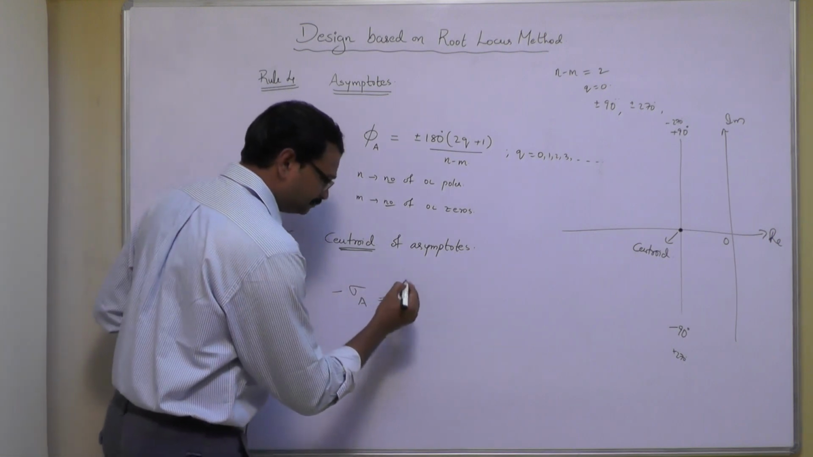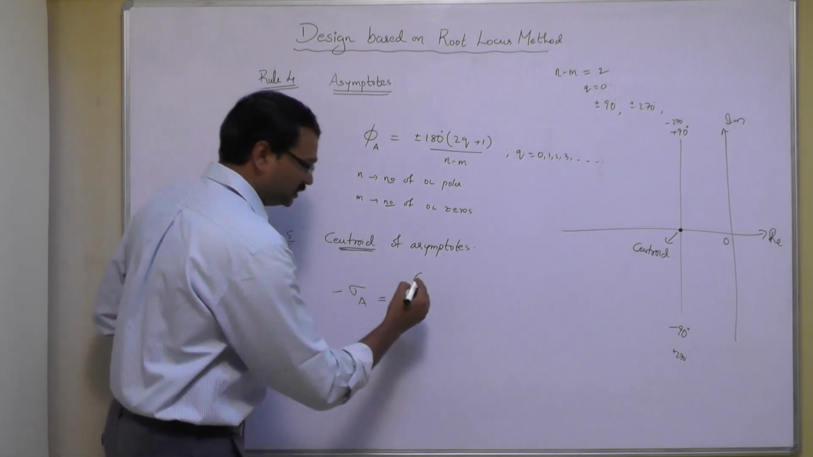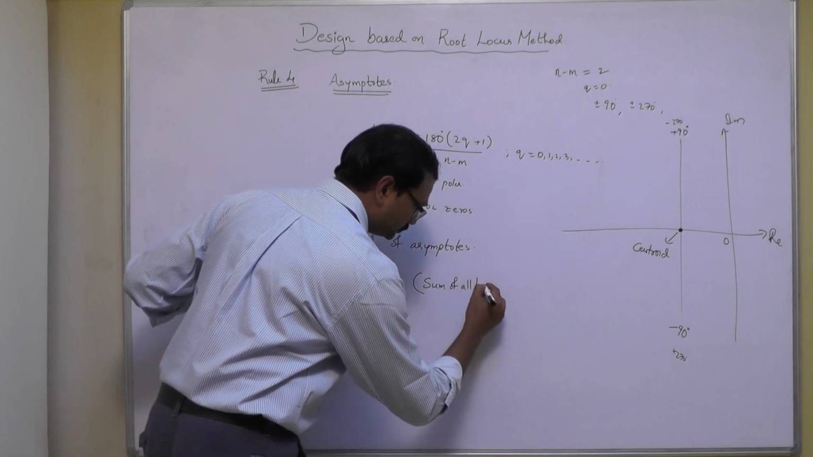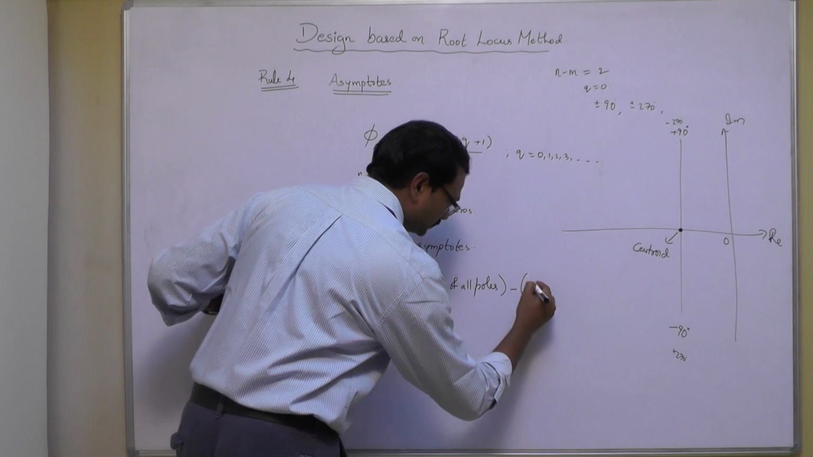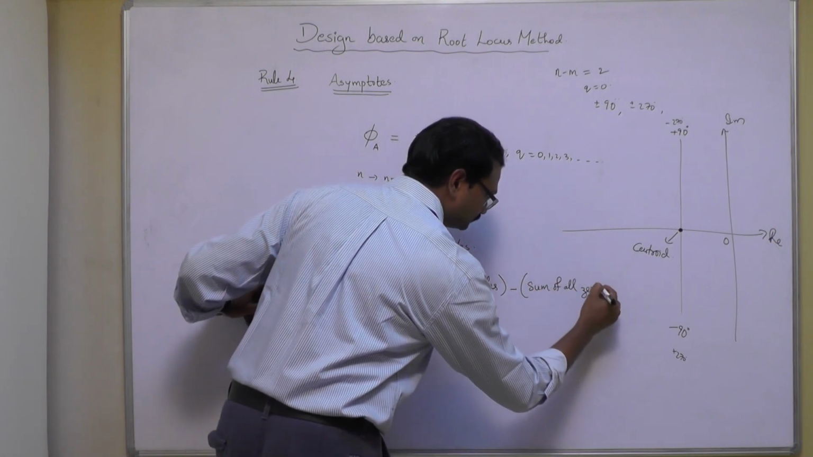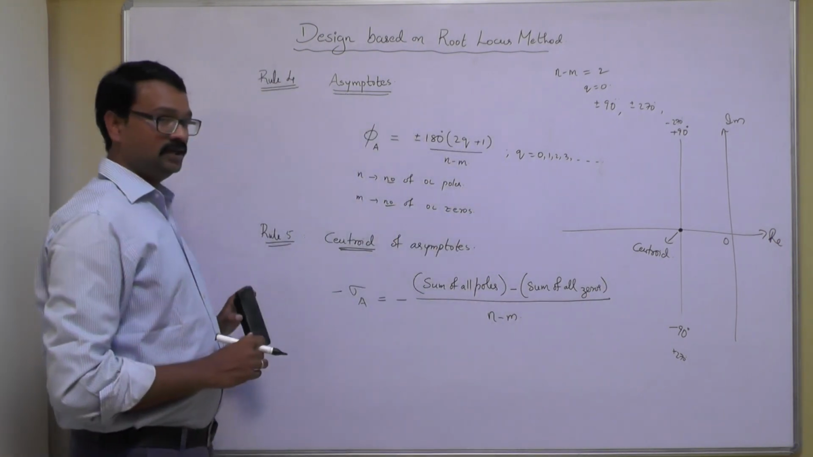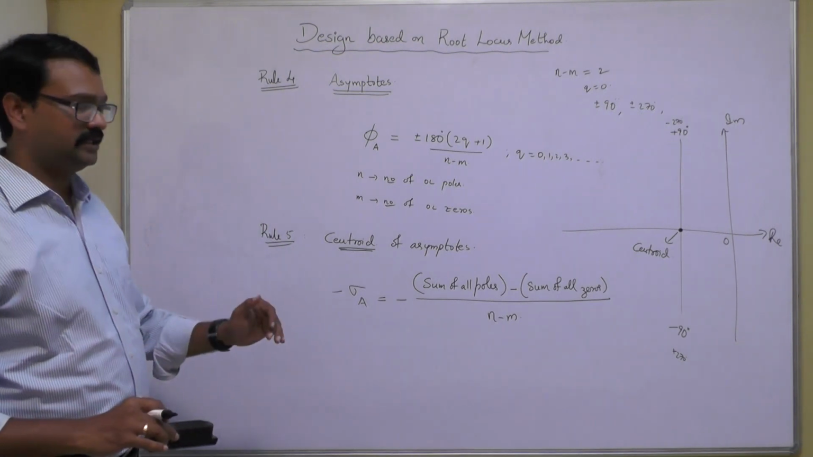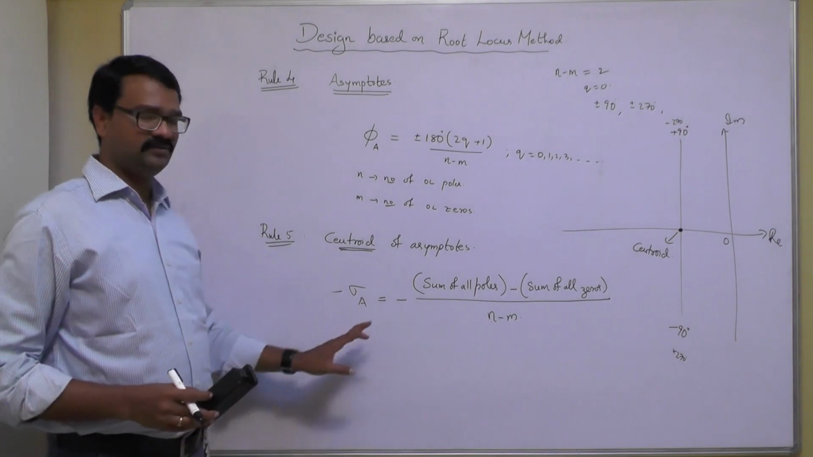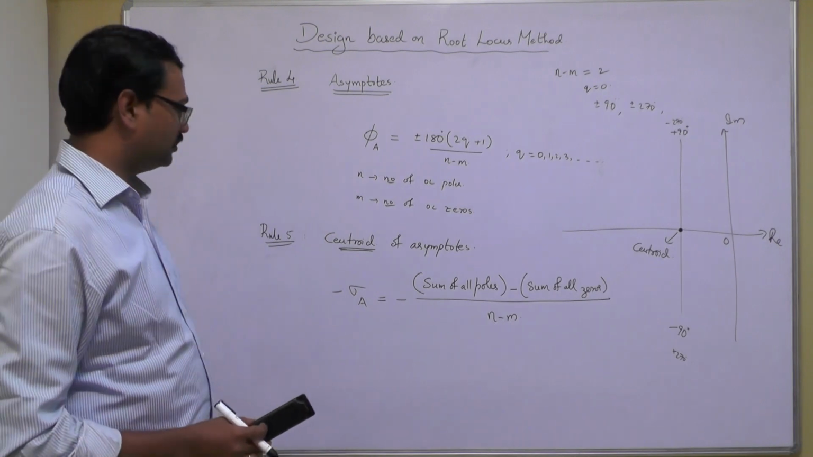You can also consider this m minus comes here. Now what is sigma? Sum of all poles minus sum of all zeros by n minus m. Sum of all open loop poles minus sum of all open loop zeros by n minus m. Negative sign will be staying there. Okay, so you will be having this value centroid. The centroid is given at this.